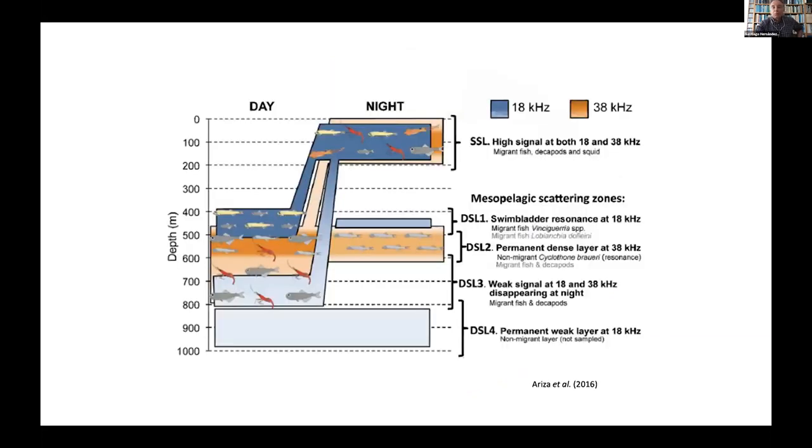So we have been working here in the Canary Current on the composition of the deep scattering layers and the migrant layers at two frequencies, 18 kilohertz and 38 kilohertz. We now know the target species in each layer, mainly myctophids and decapods migrating to the upper layers, and Cyclothone as the non-migrant layer remaining during the night in the deeper waters.